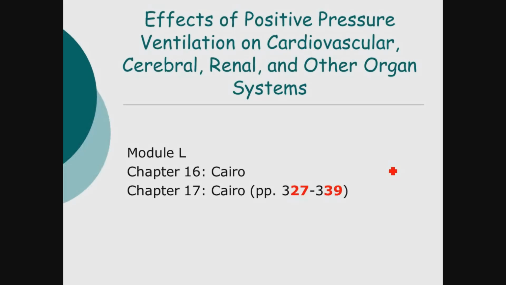So let's talk a little bit about effects of positive pressure on other organs. And this is out of Cairo, chapters 16 and 17.